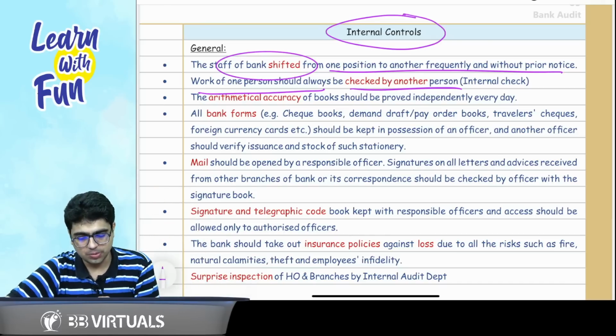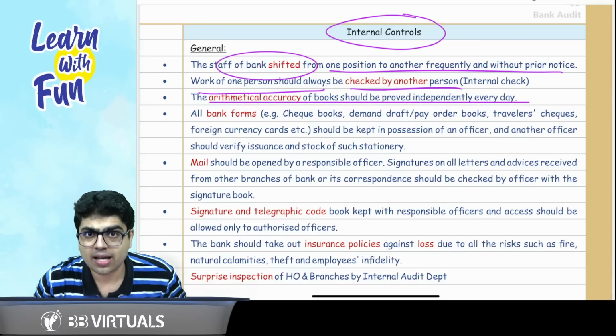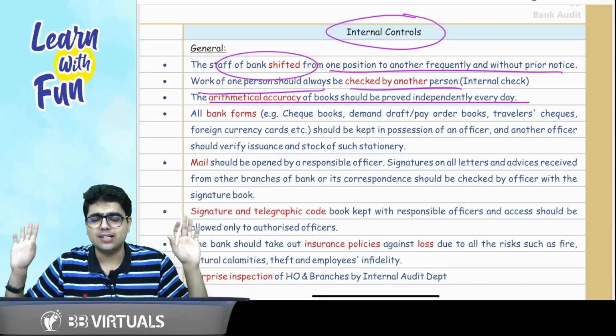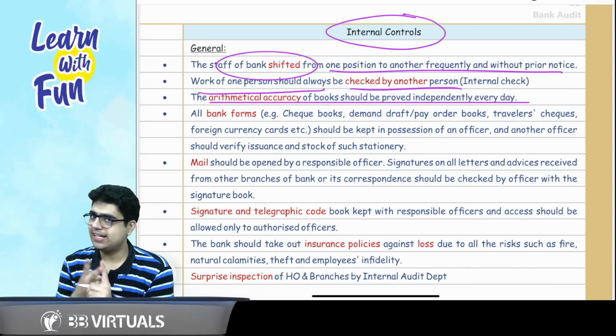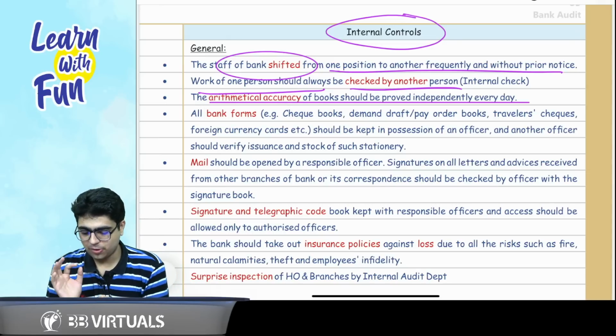Arithmetical accuracy should be proved independently every day. That means everything should be arithmetically accurate. Every person should check that totaling is right, subtraction is right, everything is done. Okay, sir, 3 points: job rotation, internal check, and arithmetical accuracy should be all good. Then comes the point of stationery.